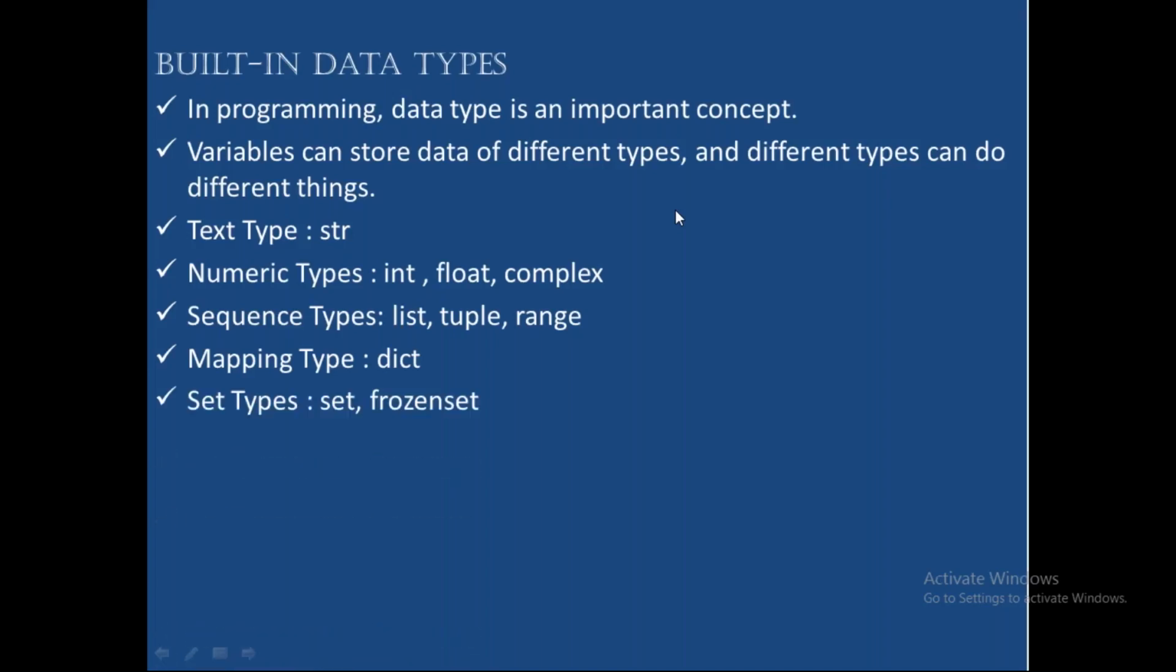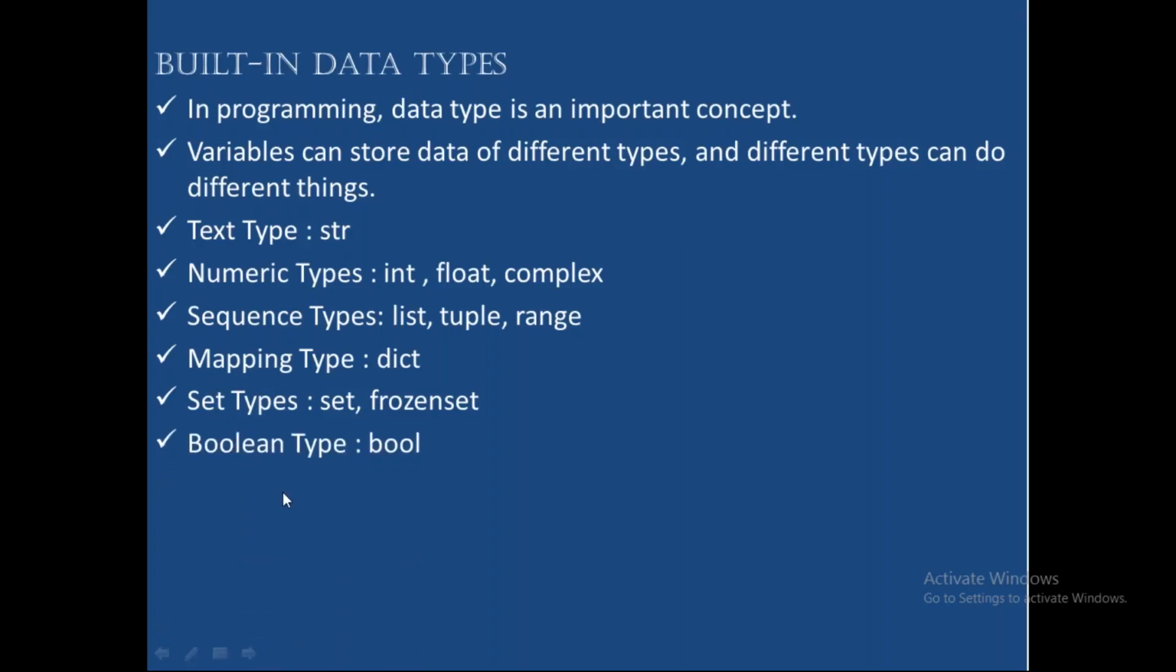Okay. Next is set types. Set types are exactly like sequence types, but set types will not allow duplicates. In list, tuple, range, you can say a equal to 10 comma 10 comma 20 comma 20. But in a set, if you try to give 10 comma 10 comma 20 comma 20, it will take 10 comma 20 only one time. It will remove the duplicate values. So if you want to remove any duplicate values, we need to go for set.